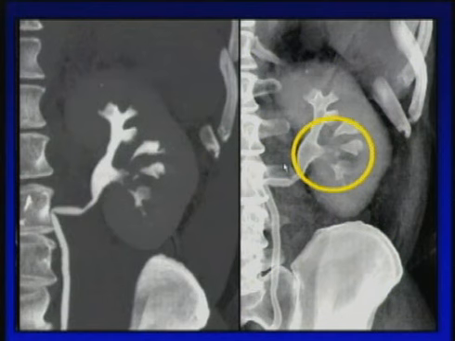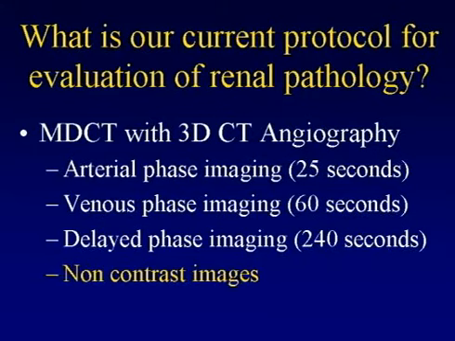So a critical component of excretory phase imaging is this presentation with CT urography. In saying that, what do we do on a routine basis? What about non-contrast CT? I think the advantage of non-contrast CT and why it's important is not so much for detecting stones. You do early phase imaging, you'll see all the stones as long as the kidney's not excreting contrast. So that's not the issue.